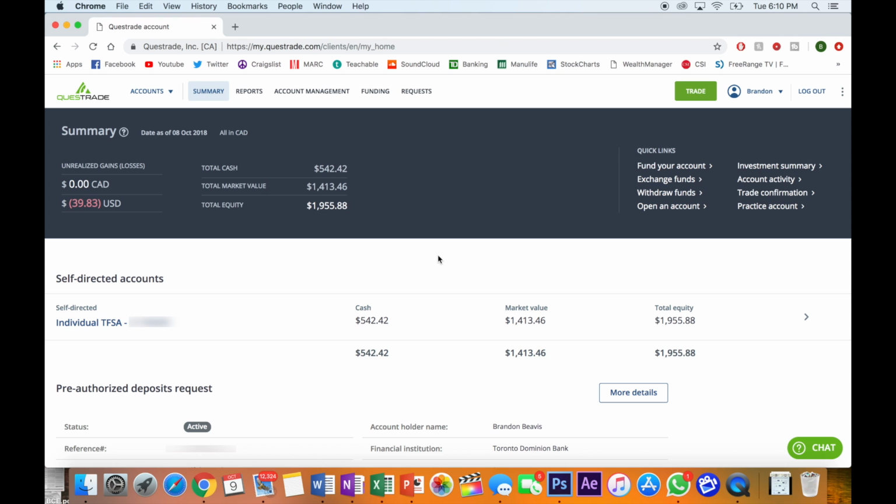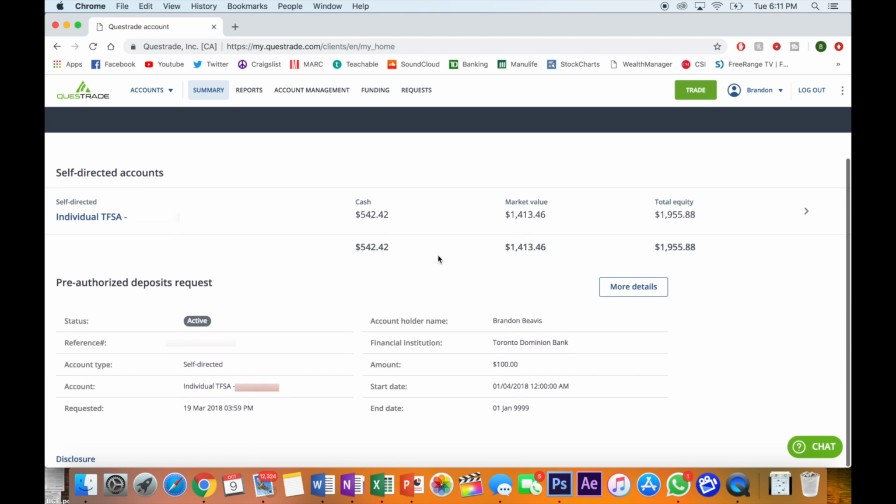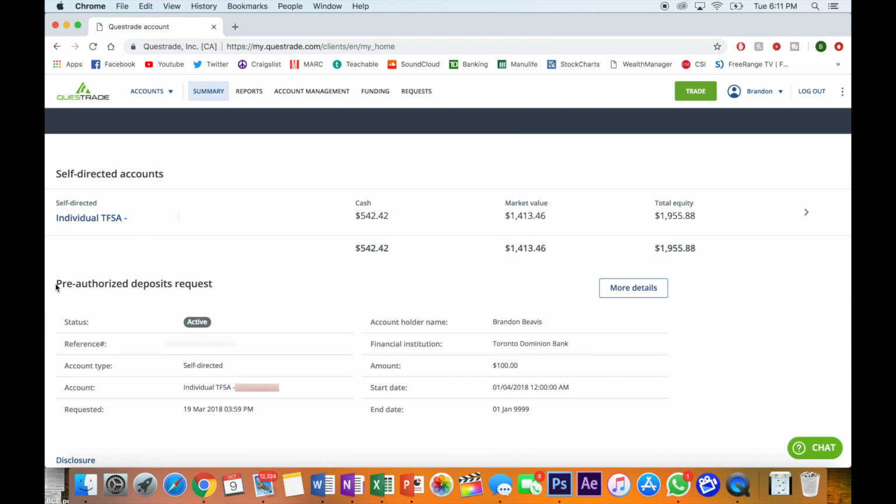total equity. Now, before we move on, I will scroll down here quickly to show you this section titled Pre-Authorized Deposits Requests. A pre-authorized deposit is something that you set up when you want to pop money into your investment account automatically. So I have it set up here so that every month $100 gets transferred from my bank account directly into my investment account.